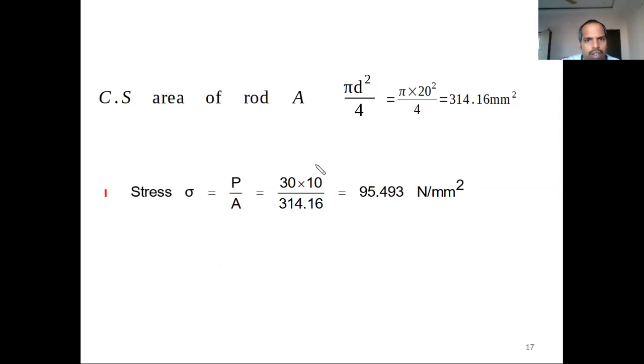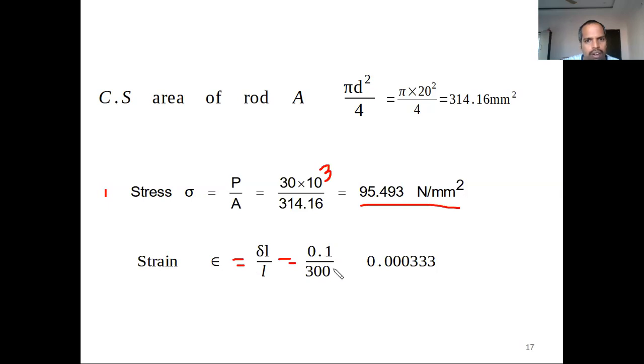Using that we can calculate the strain. So stress is nothing but load by area. Load is 30 into 10 to the power of 3, divided by area 314.16. And strain is equal to what? Strain is equal to delta L by L. Delta L at a load of 30 kilonewtons is 0.1 mm. So 0.1 divided by L. L is nothing but 300 mm. This is not load, this is initial length. So that is nothing but change in length by original length. That will give us the strain.